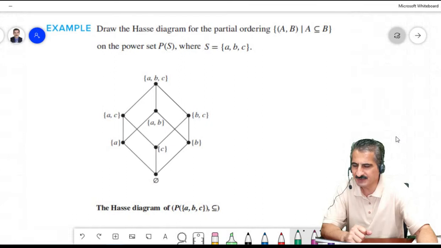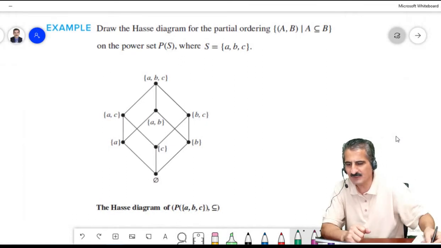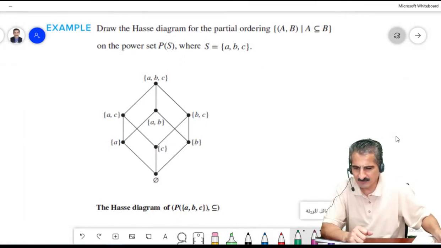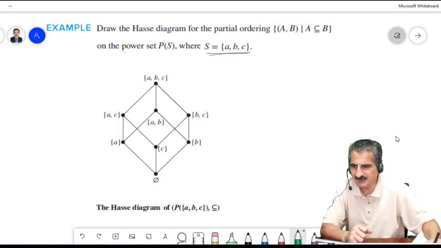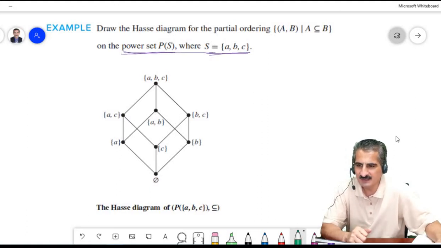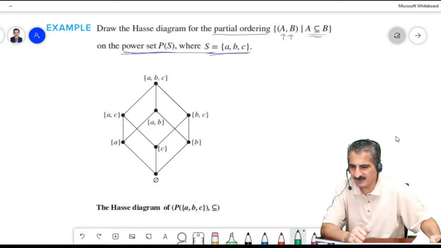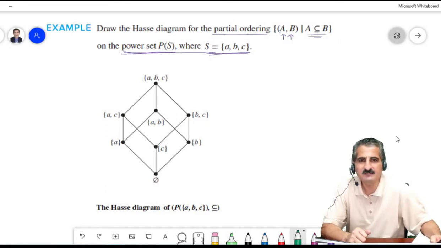I already tried to do this. We will do it again with this example. Now S is {A, B, C}, and the partial ordering here is on the power set of S, not on S itself, but on the power set. And the partial ordering is: a set A is related to another subset B if A is contained in B. So let's see. Phi is contained in any subset.